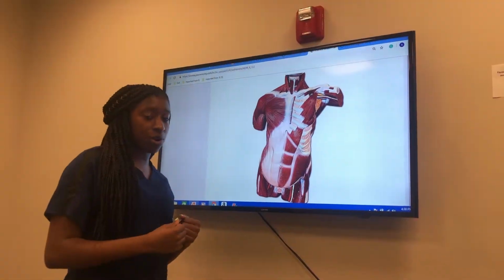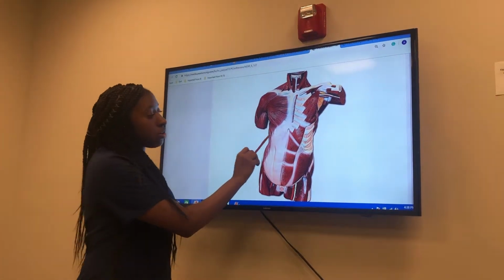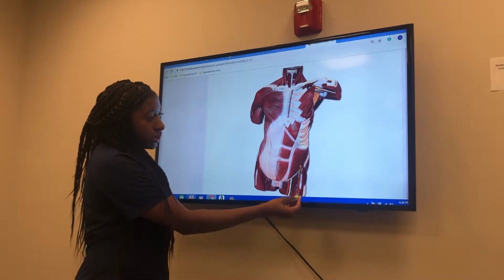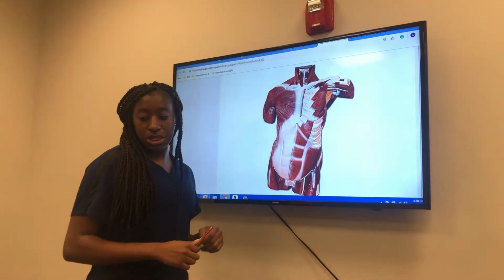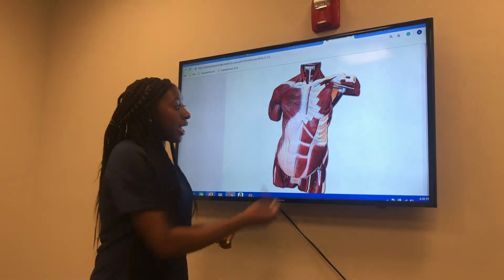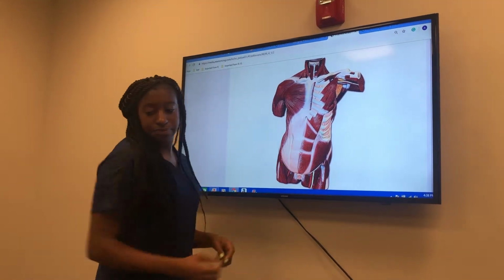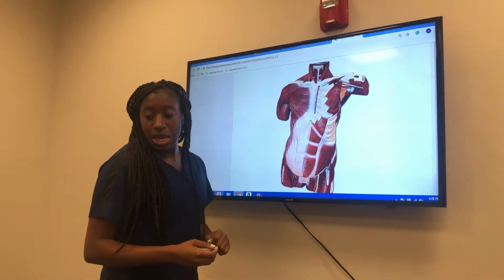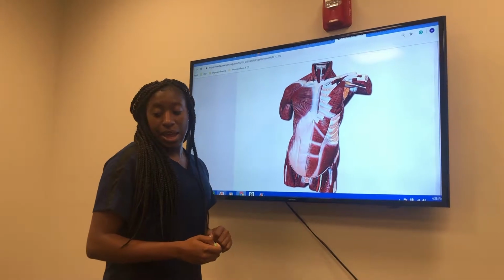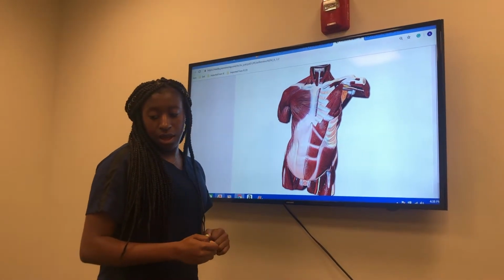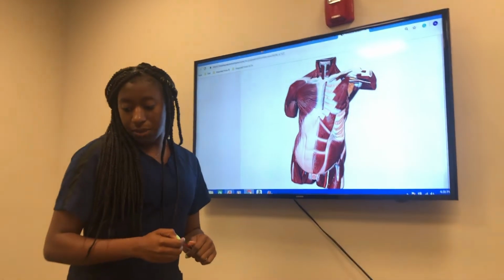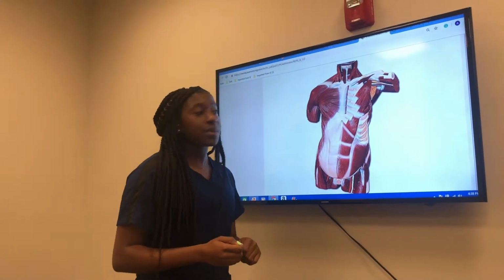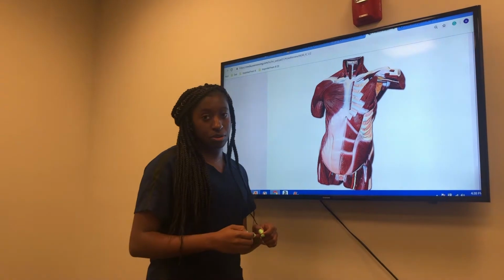There are two types of oblique muscles. There's the external oblique and the internal oblique, which is here. The external oblique's origin is the outer surface of the lower 8 ribs, which is down here. The insertion is the linea alba via the aponeurosis. The action is to flex the vertebral column, and the nerve is the intercostal nerve.